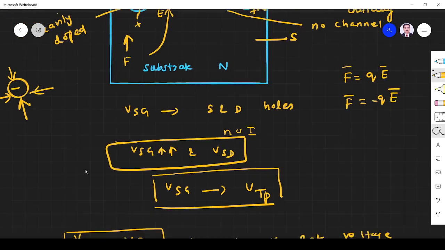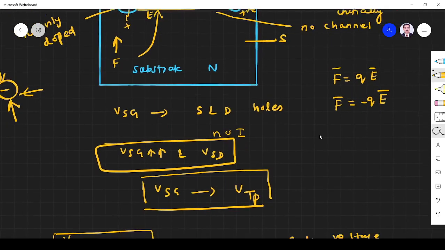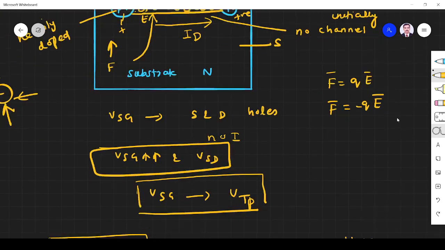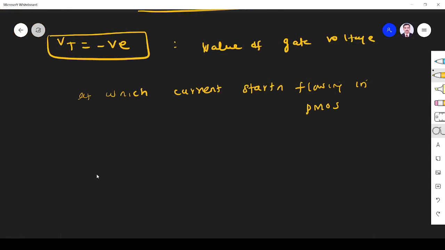So when you have a sufficient amount of VSG and VSG crosses VTP, and we have a VSD that creates a potential difference between these two, then we have a flow of holes from P to N region. So the drain current, the hole flow, will be like this. Current flow is from source to drain. Conventional current flows from source into drain, right? So this is called drain current.